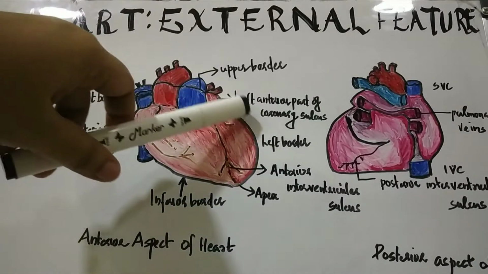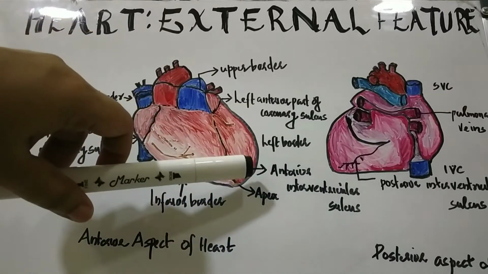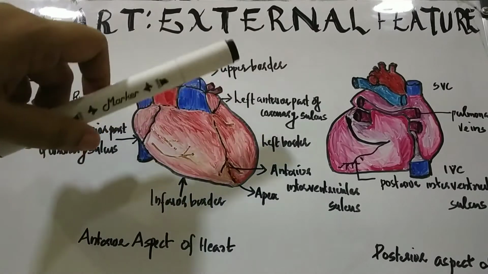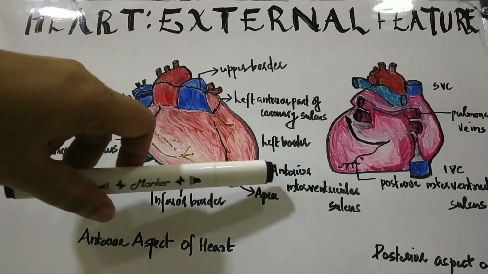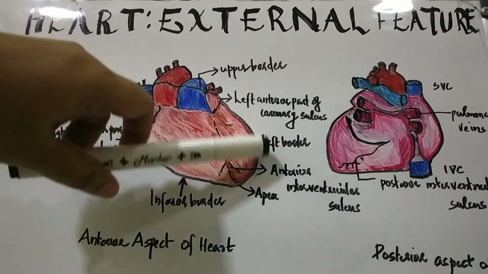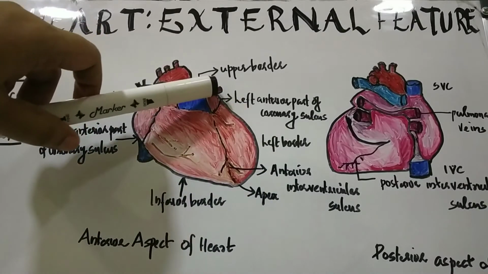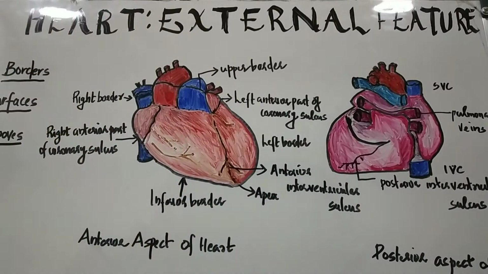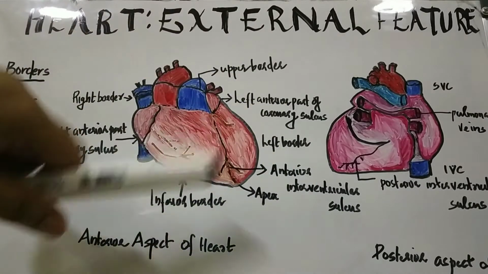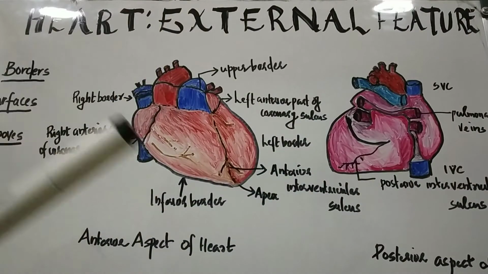And this is the left border of the heart. The left border extends from the left auricle to the apex of the heart, and it is formed by the left ventricle and partly by the left auricle. So these are the four borders of the heart: the upper border, inferior border, right border and left border.